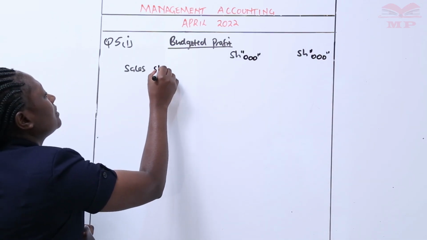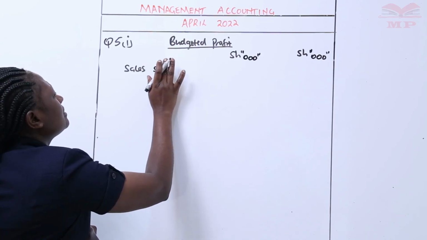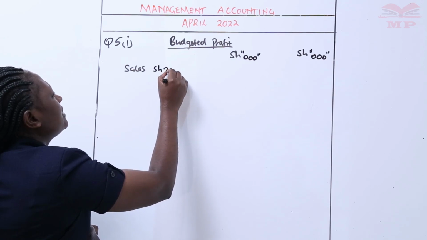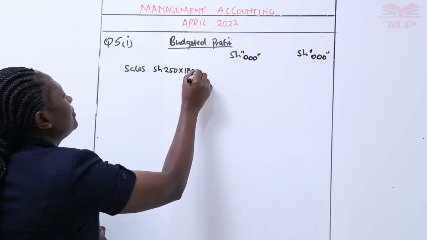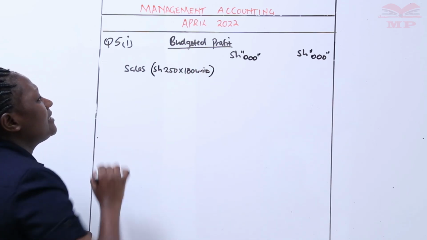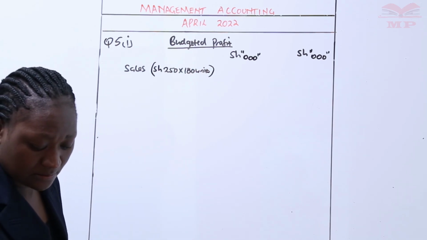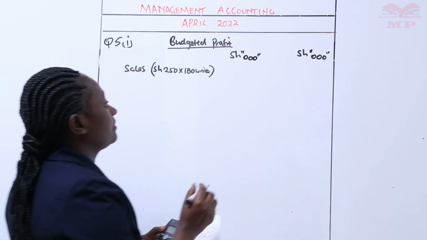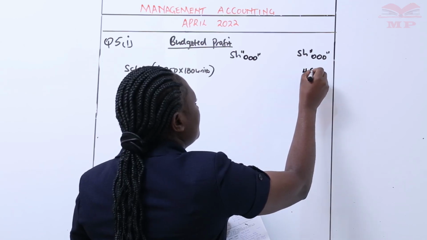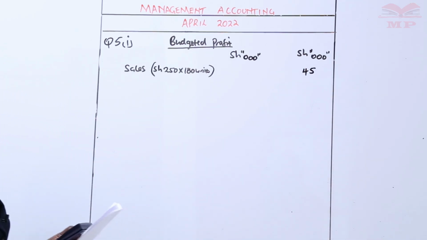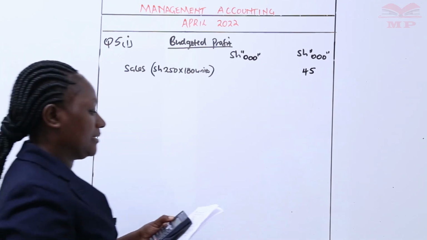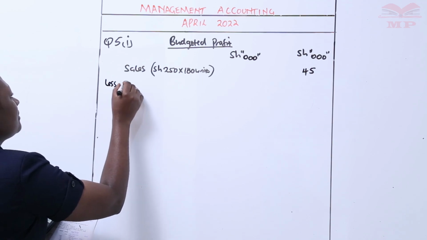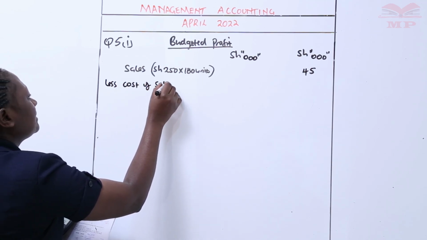250 shillings multiplied by 180 units. So this will give us 45,000. Then from there we use cost of sales.